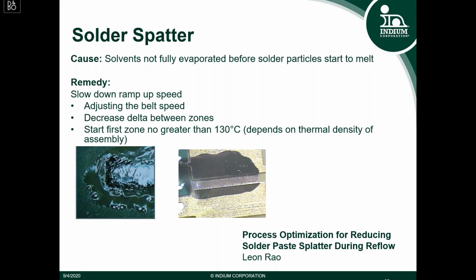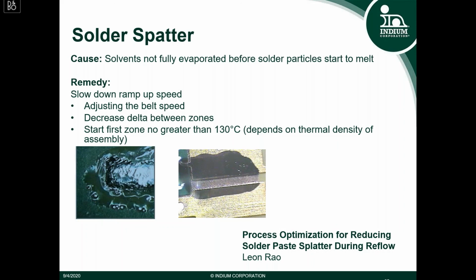And you can do this by adjusting the belt speed of the convection oven. You can increase the delta between the zones of your oven, the delta being the difference between zone 1 and zone 2, or zone 3 and zone 4. And finally, you want to make sure that the first zone in the oven is no greater than 130 degrees Celsius, because that time from ambient temperature, which is about 25 degrees, to that first temperature is critical in ensuring that there's no solder spatter.